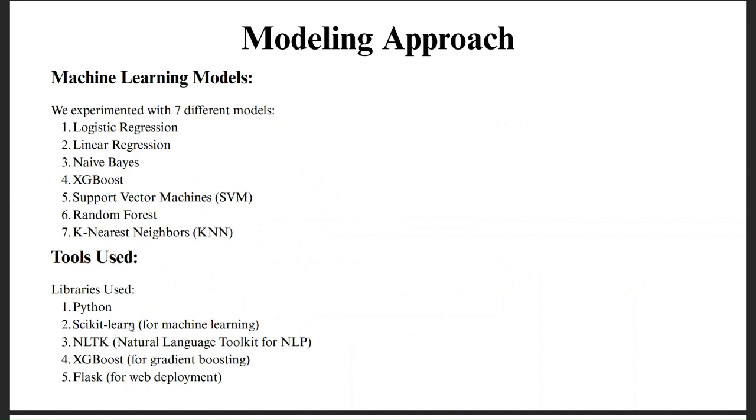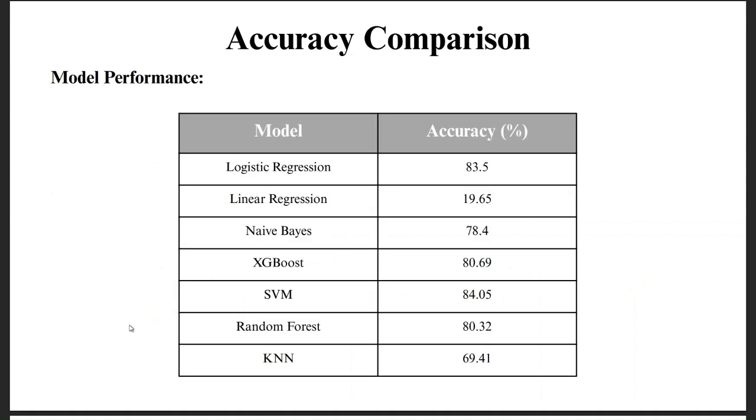Then we used seven different models in our project: logistic regression, linear regression, naive Bayes, XGBoost, support vector machines, random forest, and k nearest neighbors. And the tools that we used were Python, scikit-learn, NLTK, XGBoost, and Flask. And when we talk about the accuracy comparison, logistic regression 83%, linear regression 19, naive Bayes 78, XGBoost 80, SVM 84, random forest 80, KNN 69 respectively, and these are approximate figures, and the real figures are listed here.